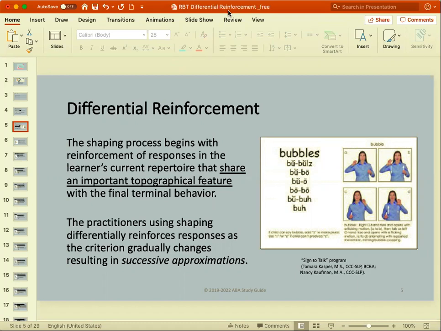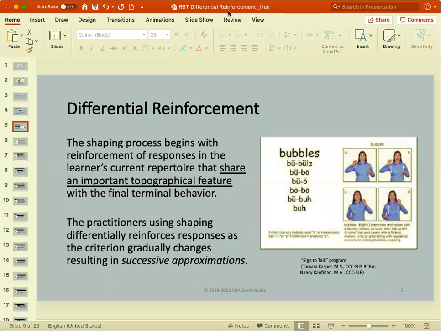So the practitioner is using the differential reinforcement procedure. We'll use shaping to differentially reinforce responses as the criterion gradually changes, which is actually those successive approximations. So in this example, the "bu" is the first approximation that we require, or the first criterion for reinforcement. And then we might require only "ba," then "bo," then "ba, bo," then "ba, bubbles," then "bubbles." So we're moving from the bottom to the top.